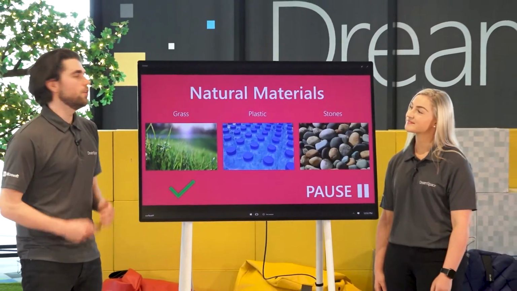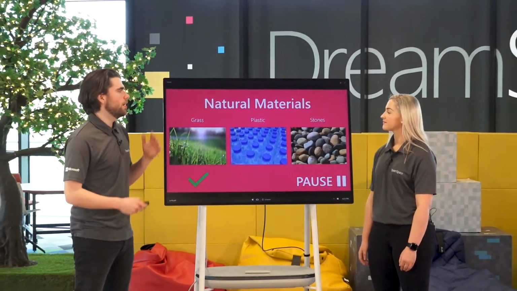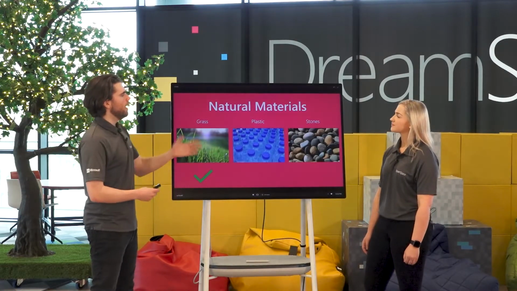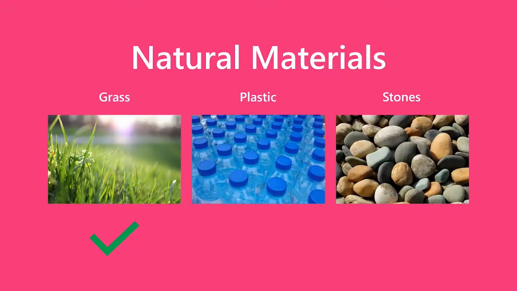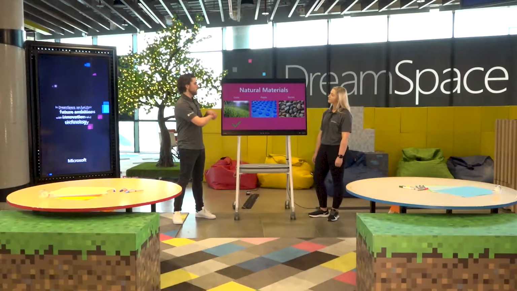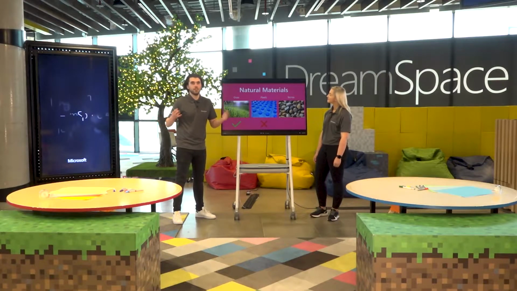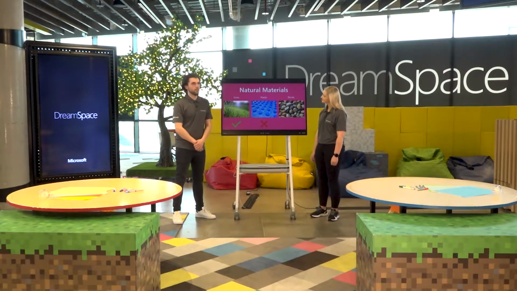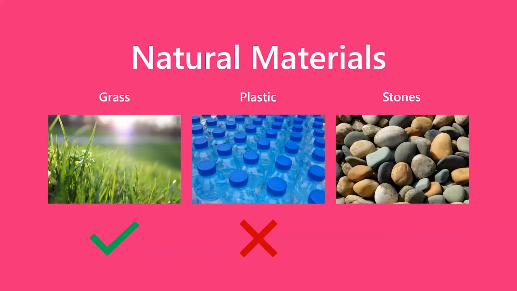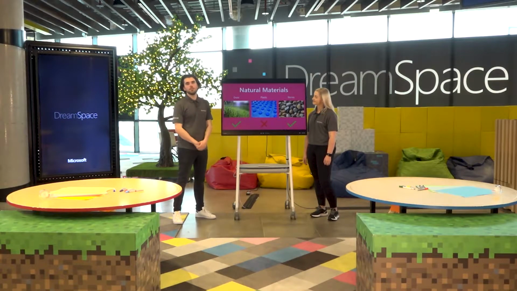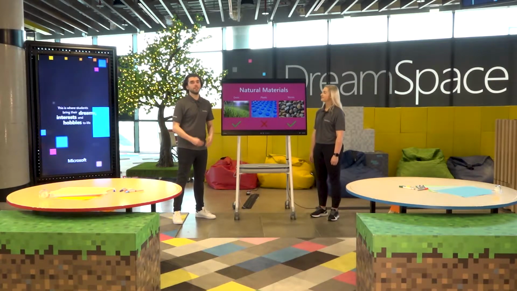Okay, brilliant. So hopefully you came up with some answers to whether or not plastic and stones are natural materials, but let's see if we can figure it out, Niamh. Plastic, natural material or not? I don't think so. You are correct. Plastic is made by humans and can't be found in nature naturally, so it is not a natural material. What about stones, Niamh? I think stones are natural materials. Brilliant. You are correct. Stones are not made by humans and you can find them outside naturally, so they are natural materials.